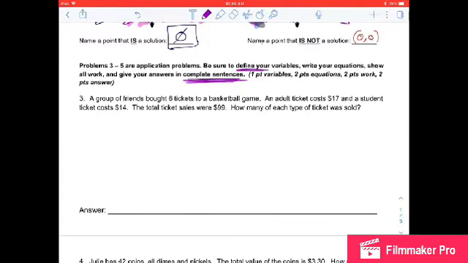1 point for variables, 2 points for the equation, 2 points for your work, and 2 points for your answer. So that's a lot of points there. So if you leave any of these blank, probably not going to pass this test. Okay, so make sure you're paying attention to what we're looking at.